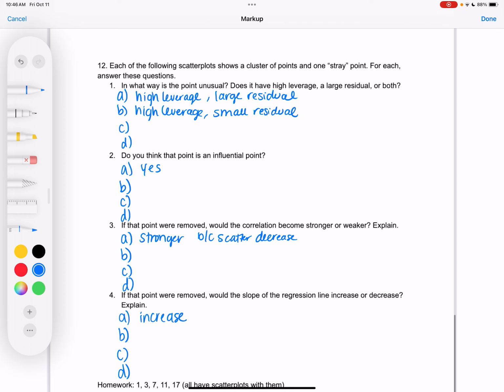Do you think this point is influential? Not really. So if there's a small residual, it's probably not going to be super influential. Because if I remove it, it's not going to really change the slope of the line. So I would say, or wait. The book disagrees with me. Did it say yes? Yeah, but I don't think it drastically changes it though. Because I wouldn't really draw the slope of this line any differently. I mean, neither, if it is there or if it's not. Maybe a little bit.